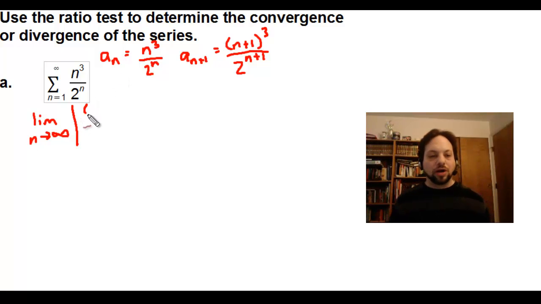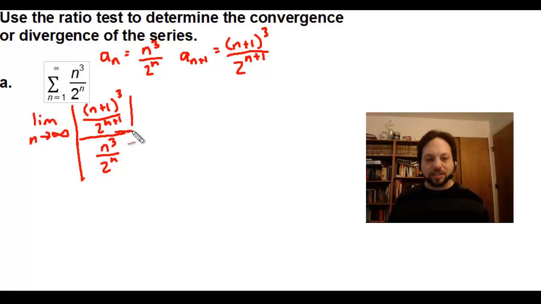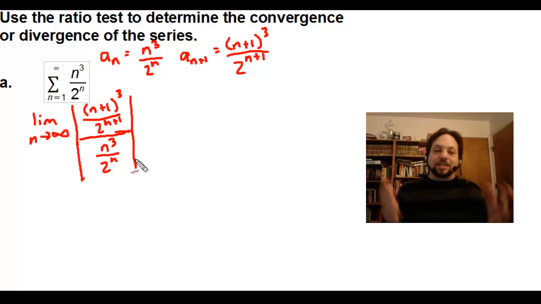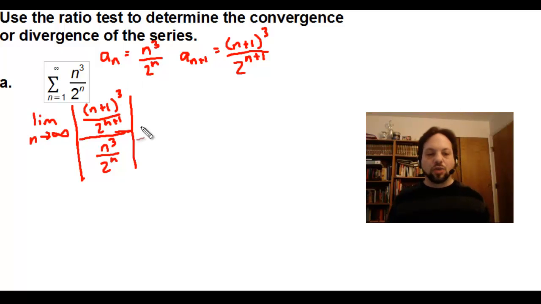Let me show you how ugly this is going to look, and then we'll clean it up a little bit, and we'll actually figure out a way to not ever have it look this ugly again. So, there is my next term in the sequence, over our current term in the sequence. This is a hideous complex fraction here that, quite honestly, I just don't want to deal with. And so what we're going to do is, just as you learned in elementary school, we're going to go ahead and multiply by the reciprocal.